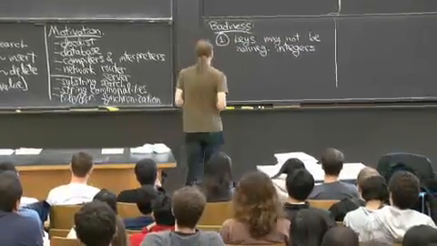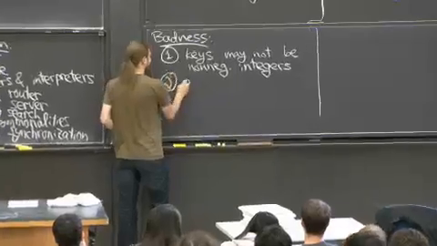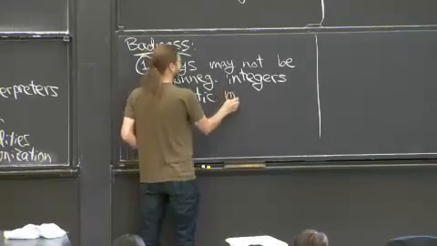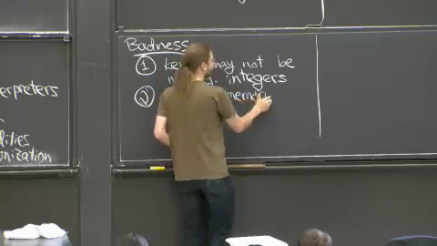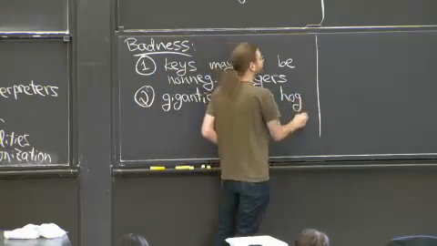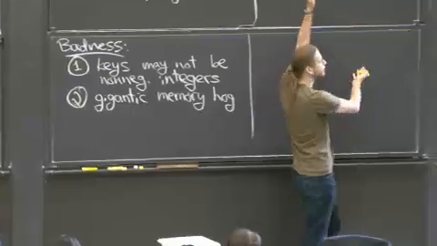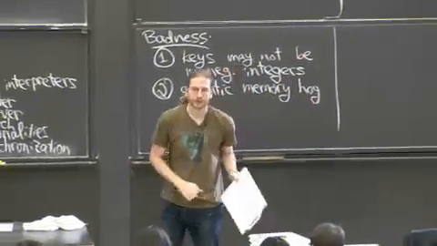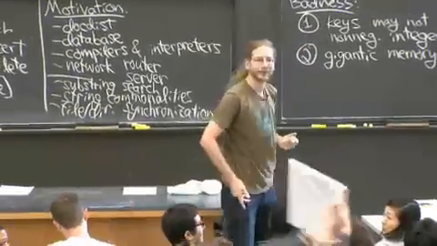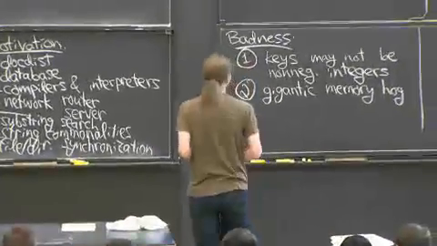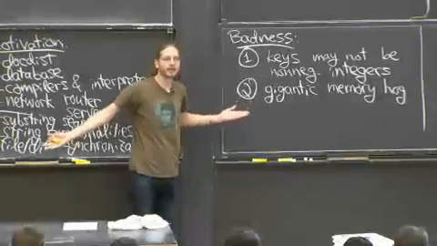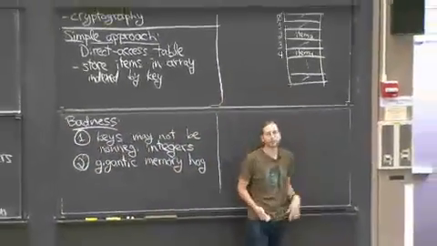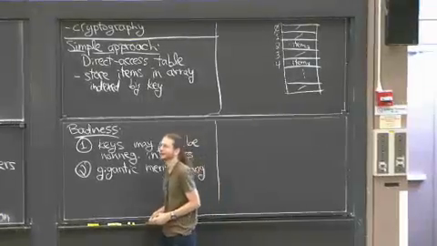It's a gigantic memory hog. I like that phrasing. Not always, of course. If it happens that the set of possible keys is not too giant, then life is good. But if you have a lot of keys, you need one slot in your array per key. That could be a lot.